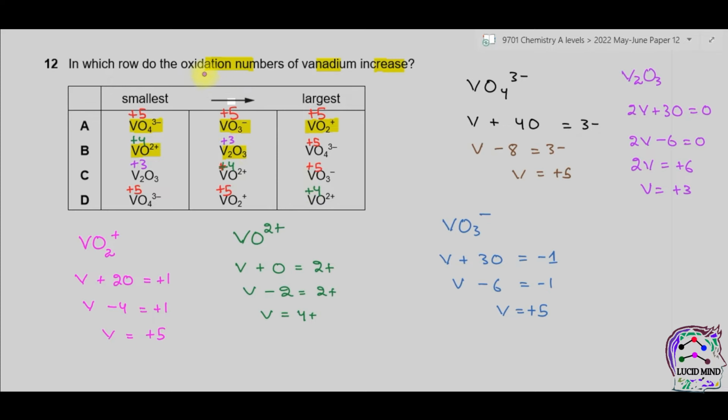Now we can see in which the oxidation number increases. So +5, +5, +5, it is the same. 4, 3, 5. 3, 4, 5. 5, 5, 4. So the correct answer is then C.